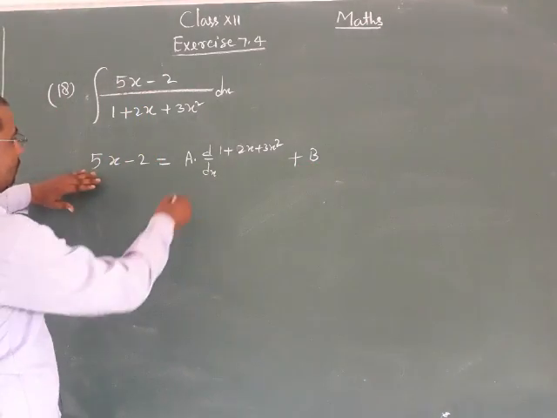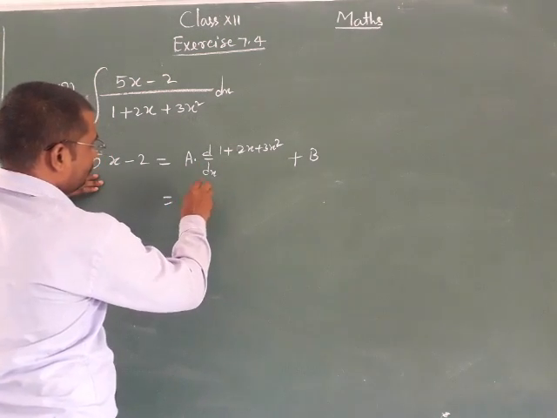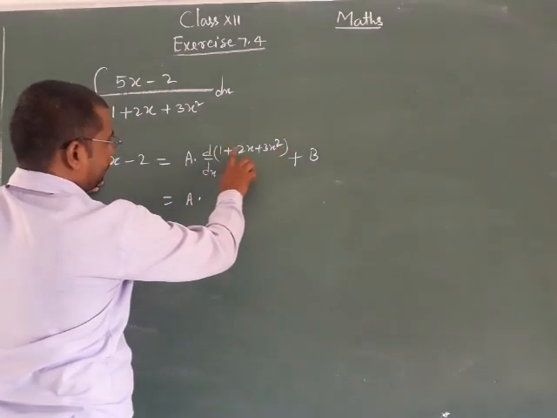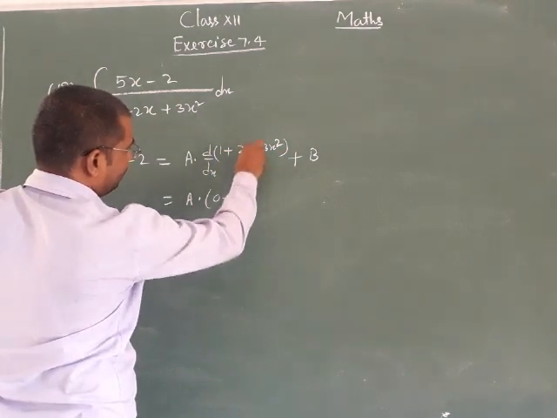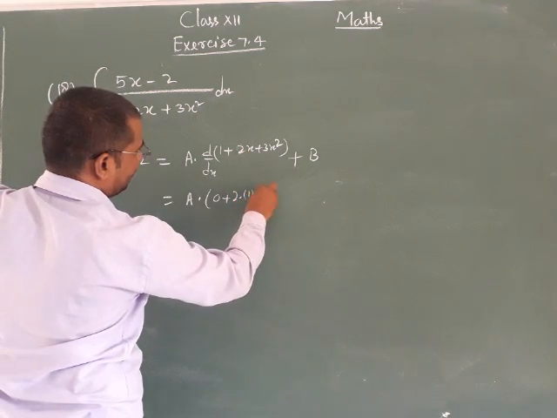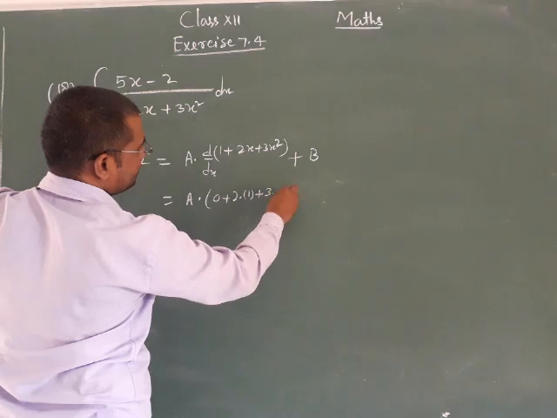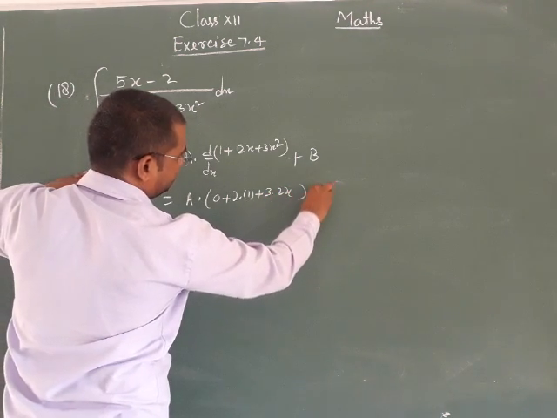So now a into derivative of this: derivative of 1 is 0, plus 2 derivative of x is 1, and plus 3 common out, derivative of x square is 2x, and also plus b.